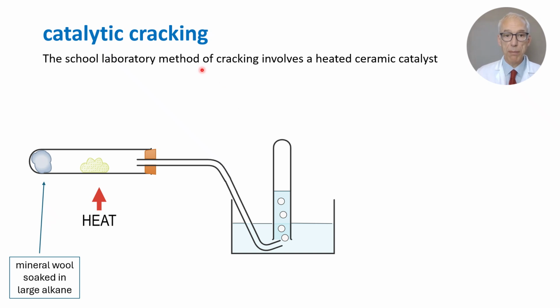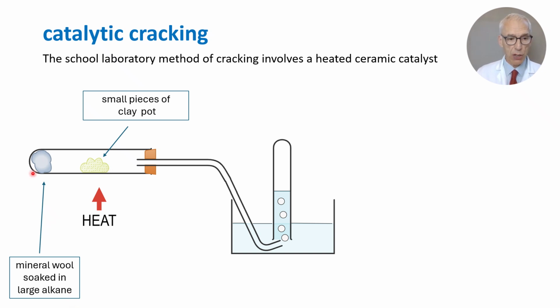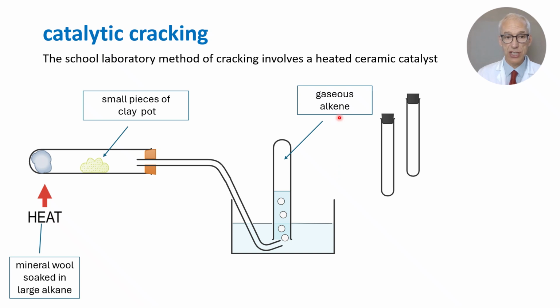So the school lab method of cracking involves heating over a ceramic or clay catalyst. So we've got small pieces of clay pot, for instance. You have mineral wool soaked in the larger alkane, and then heat is supplied by a Bunsen burner in 2 places. If you've done this, you know you have to move the Bunsen heat backwards and forwards. A gas is collected. That gas, of course, is the gaseous alkene. So the large alkane is cracked by being heated and passed over a hot catalyst.